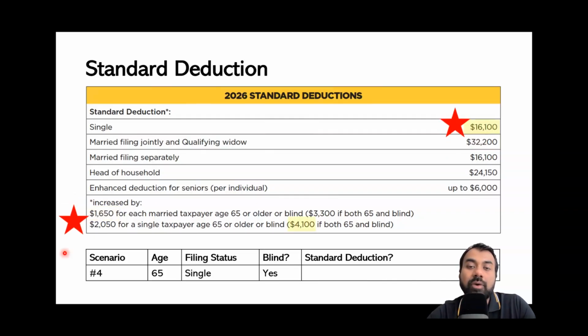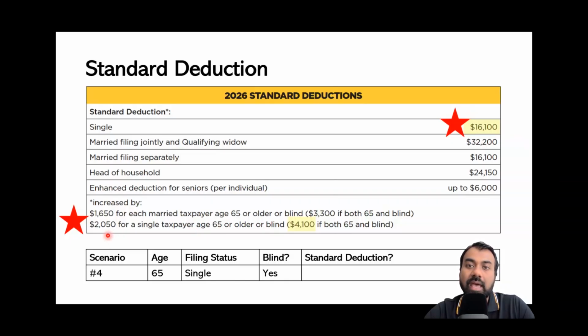Now let's look at our fourth scenario. Now we are thinking about somebody age 65, and that person is single, and the question says that they are blind. So we look at, again, two different places. We have our regular standard deduction for single filers, that's 16,100, and this person is both 65 and blind.